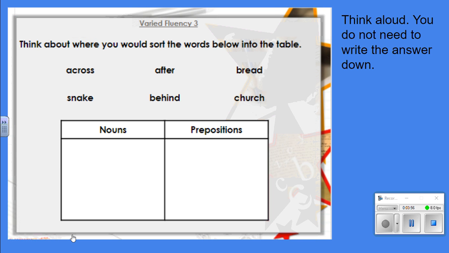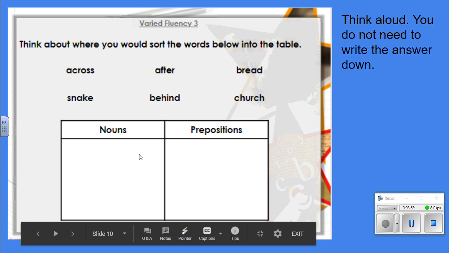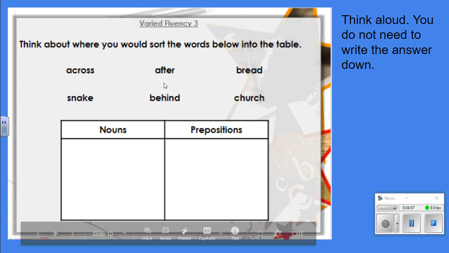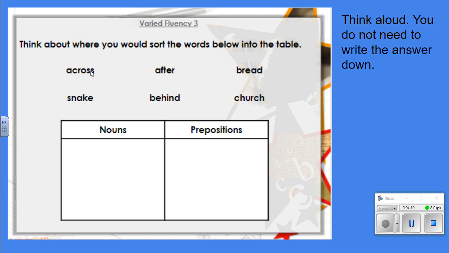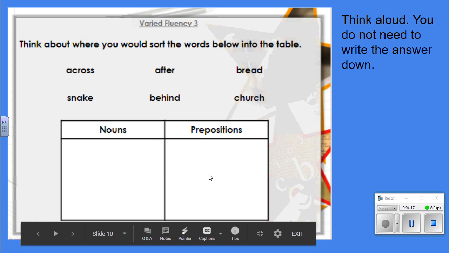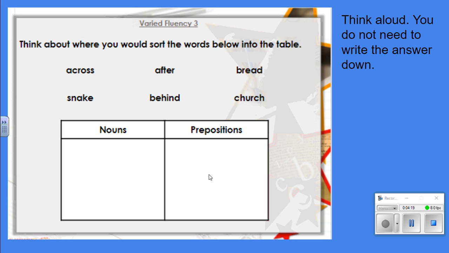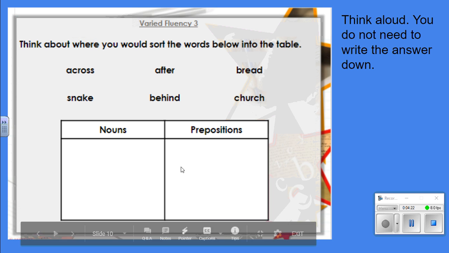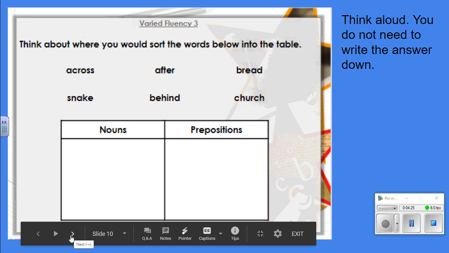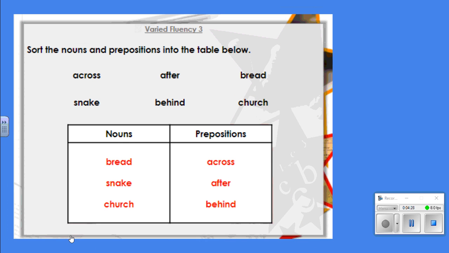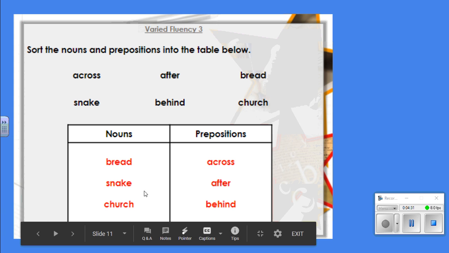Okay, now we're going to have a look at this chart here, a table, sorry. So you've got nouns here on the left and prepositions on the right, and you've got 6 words here. Where would you put them? Would you put it here as a noun, or would you put it in here as a preposition? So while you have a think about where they would go, pause the video, and when you're done, unpause it and we'll see what the answers are. Okay, so the answers are bread, snake, and church are the nouns. Across, after, and behind are the prepositions. Did you get it right?